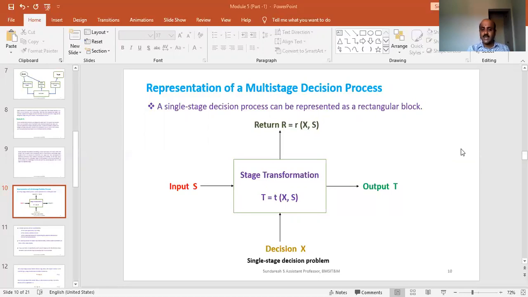So what's happening here in a single stage is that you are making a decision, and this is what we call the stage transformation. The output T is a function of the X variable, that is the decision, as well as the input. So the output is a function of both the decision and the input given to the block. This is the single stage decision process, represented as a rectangular block.